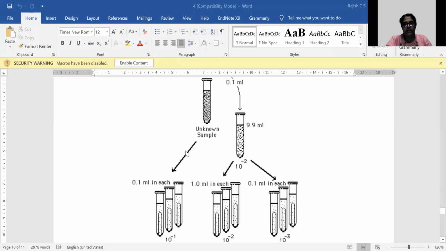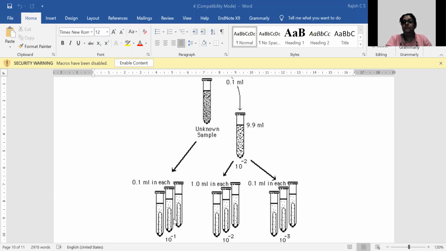Now let us look at the most probable number. I had told you it will be done in a broth. In this broth, I'll show you what we are doing. We have the sample, and again we'll be diluting it. We have 1 gram of soil in here, and then we will have 10 to the power minus 1, 10 to the power minus 2, and 10 to the power minus 3 dilutions. So this will have 9.9 ml of medium.